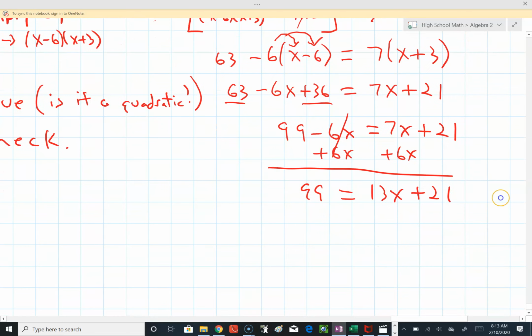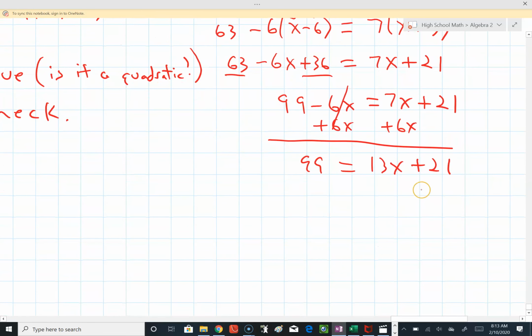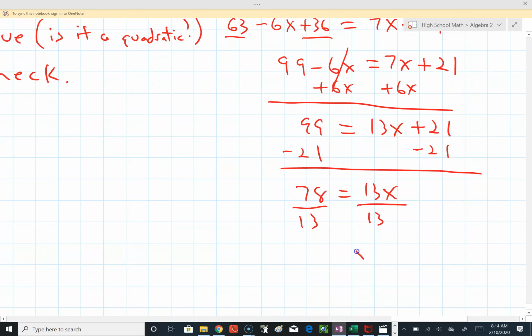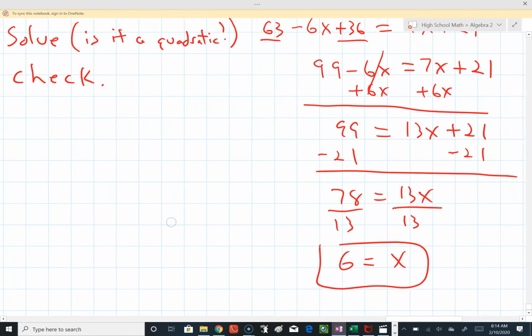Solving for x, what's the next step? Anybody? Good. Subtracting 21. It's going to leave 78 equal 13x. And dividing by 13, forgive me, I think that's 6. We think x is 6. Okay? Any questions?